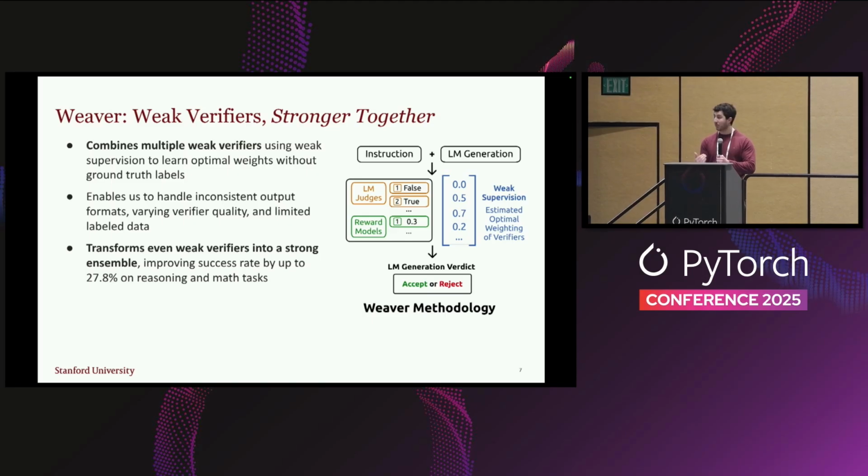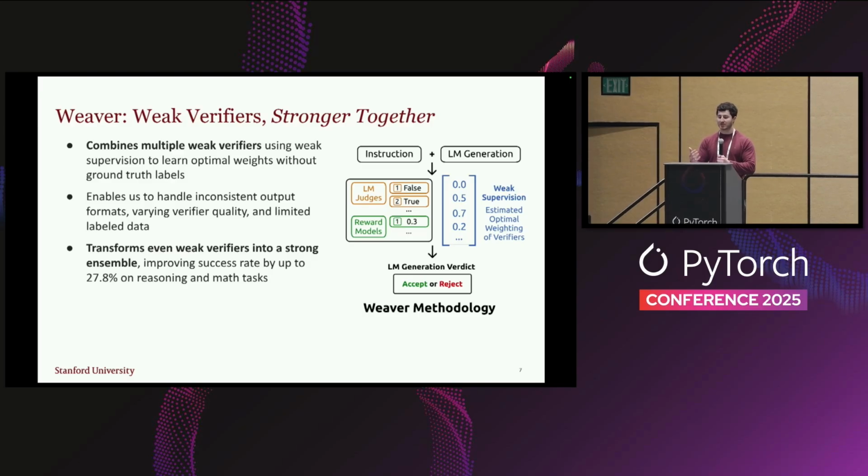So we decided to propose Weaver, where we take all these weak verifiers and try to lump them together and learn how to actually weight them in an unsupervised fashion. To do this, we have to combine a bunch of different weak verifiers using weak supervision and learn the optimal weights without any reliance on ground truth labels for doing gradient descent or any other learning approach. And so this enables us to handle a bunch of different outputs from a bunch of different models. So these different reward models can be binary scores, they can be Likert scores, they can be floats.